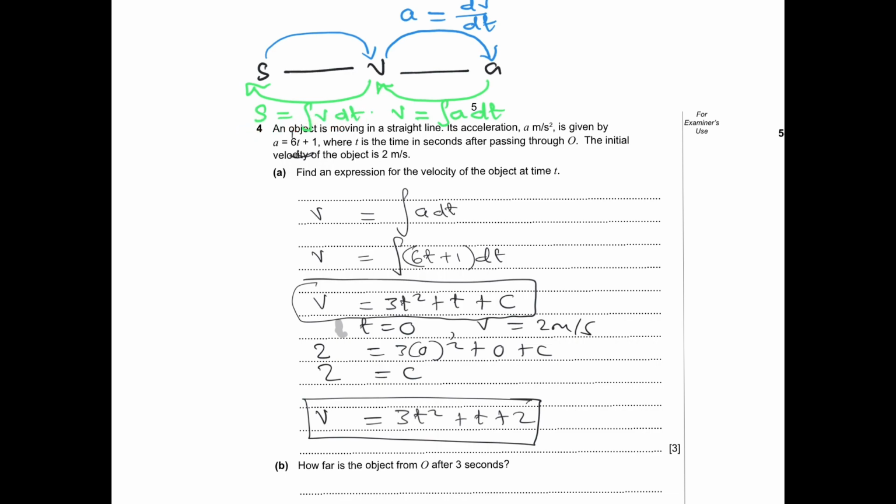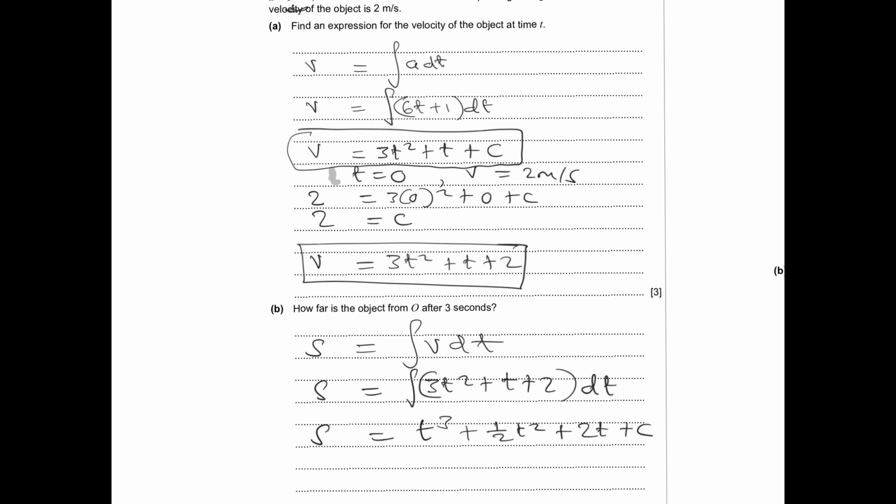All right. So we are going to say S is equal to the integral of velocity with respect to time. Okay, so the integral of velocity, we have 3t squared plus t plus 2, with respect to time. So if we integrate that, we are going to get t cubed on that part, and the second part is going to be half of t squared plus 2t plus c.